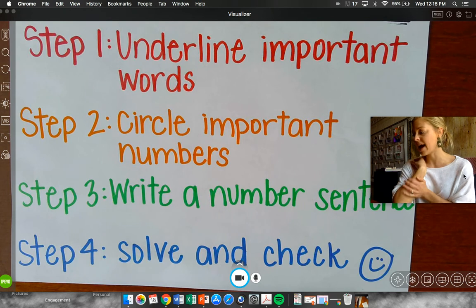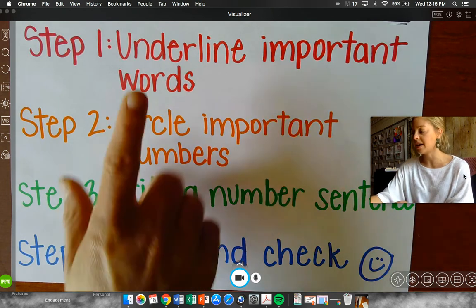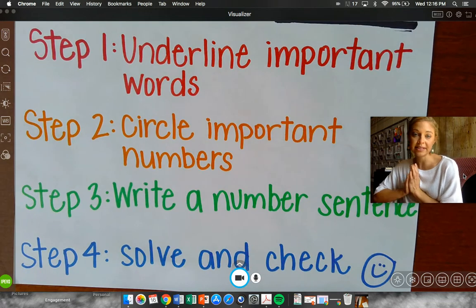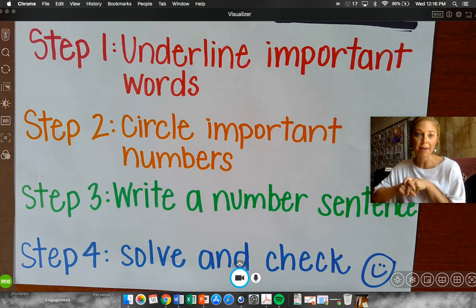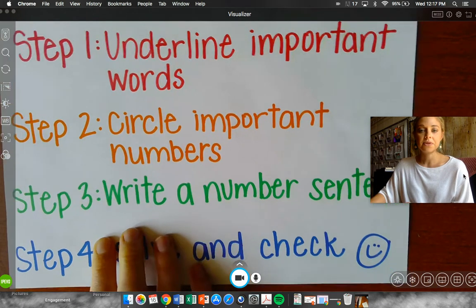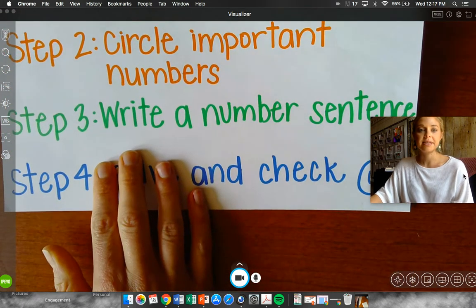And we do that by first underlining important words. That is a really important step because that will help us decide whether we have to add or subtract in a problem. The second step is to circle important numbers. Important numbers are going to be the numbers that we either have to add or the numbers that we have to subtract. Number 3 is to write a number sentence.